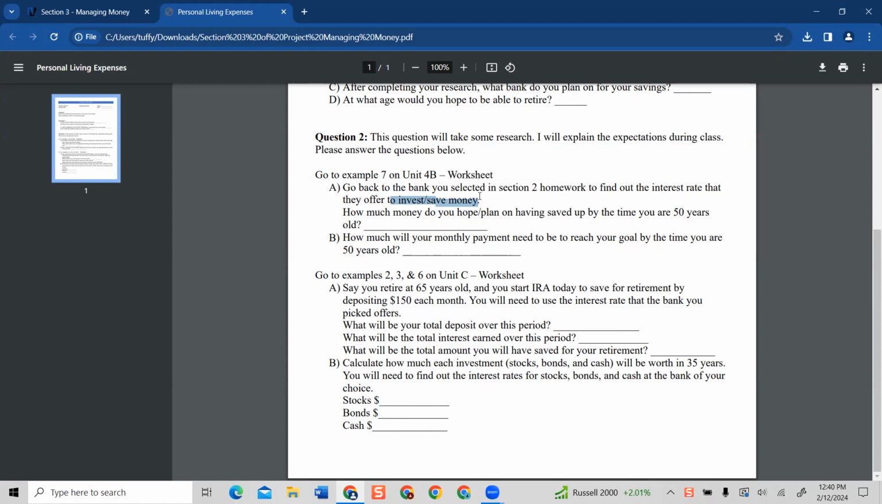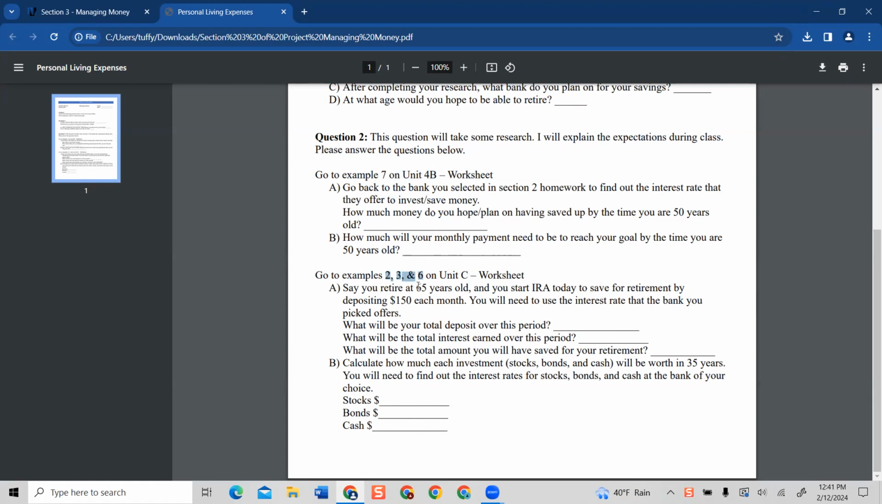I have found some banks actually do offer the simple interest, or not simple, but the compounding interest on savings. And then they have CDs and multiple other things. But find out where you're going to earn the most interest when you're saving money. So how much money do you hope and plan on having saved up by the time you are 50 years of age? How much will your monthly payment need to be to reach your goal at the time? So you're going to definitely want to go to this worksheet. I have examples worked out there. This last one here says go to examples 2, 3, and 6 in unit C to finish this last one.